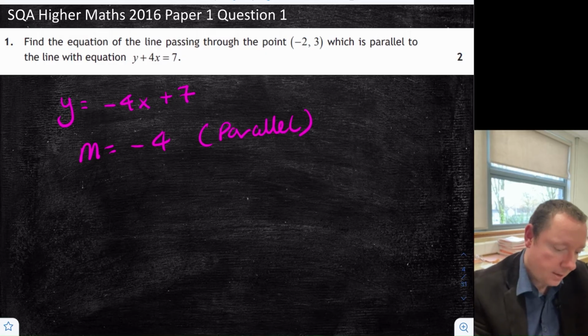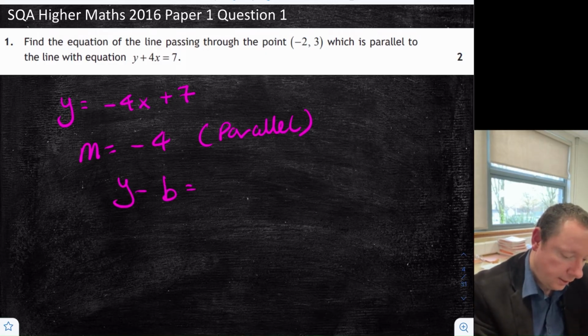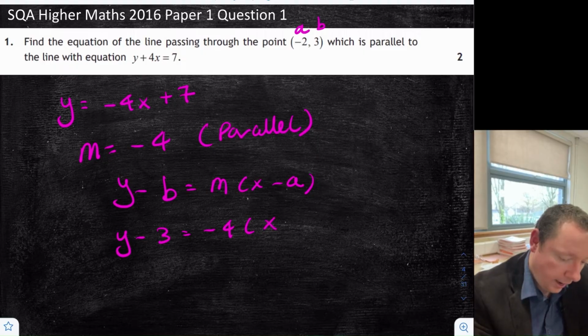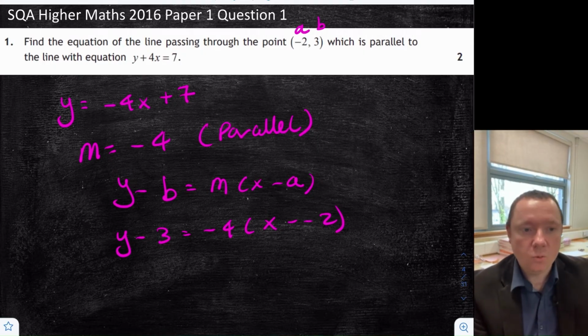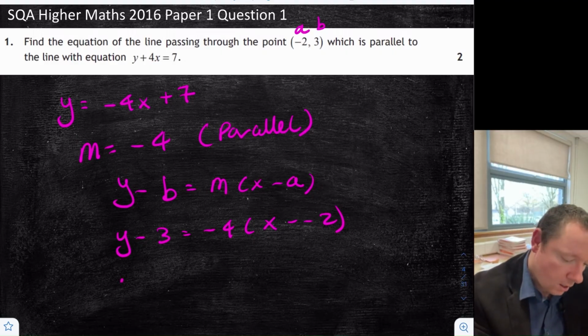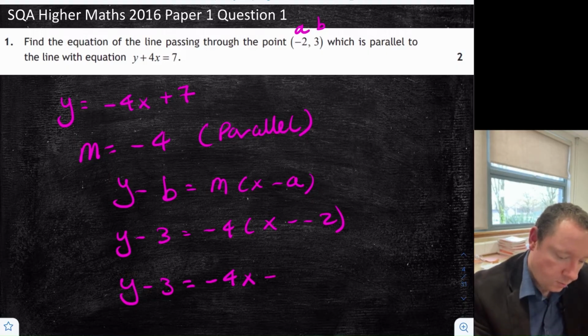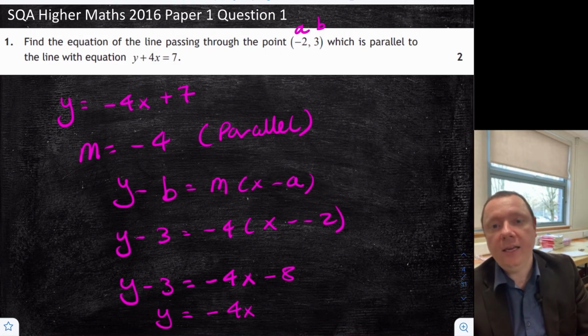Gradients are the same. Now we'll use y minus b equals m(x minus a). And there's our point, a and b. So we've got y minus 3 equals minus 4(x minus minus 2). Okay. And then we can just work that out. y minus 3 is minus 4x. 4 times 2 is 8, so it's minus 8. So y equals minus 4x minus 8. Add 3 is minus 5.